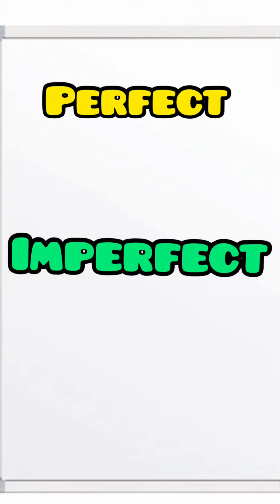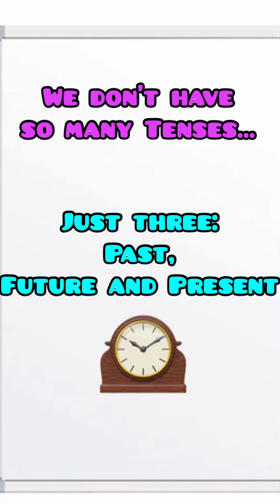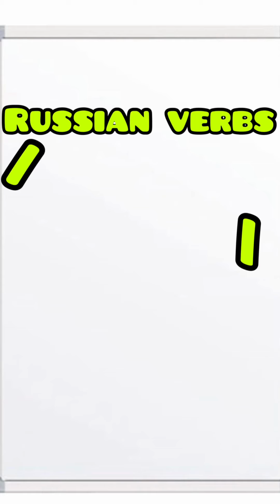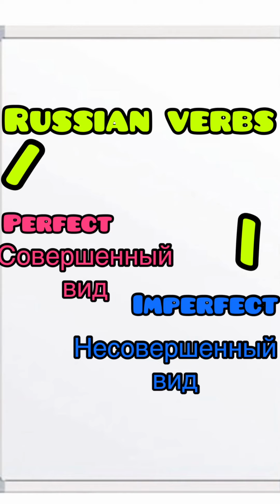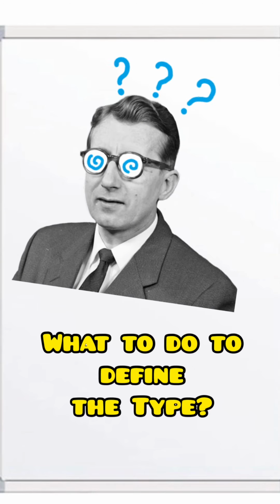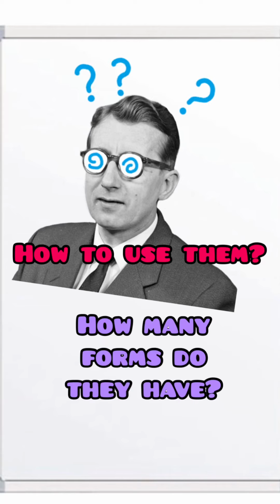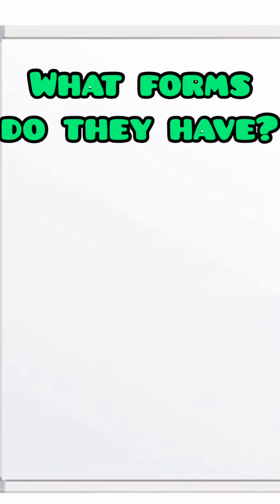Guys, today we're speaking about perfect and imperfect types of verbs. As you know, we don't have so many tenses in Russian language as in English language, but we have the specific types of verbs: perfect, совершенный вид, and imperfect, несовершенный вид. So what can we do to define the type of the verb? How to use them? How many forms do they have? What forms do they have? We'll answer all of these questions.